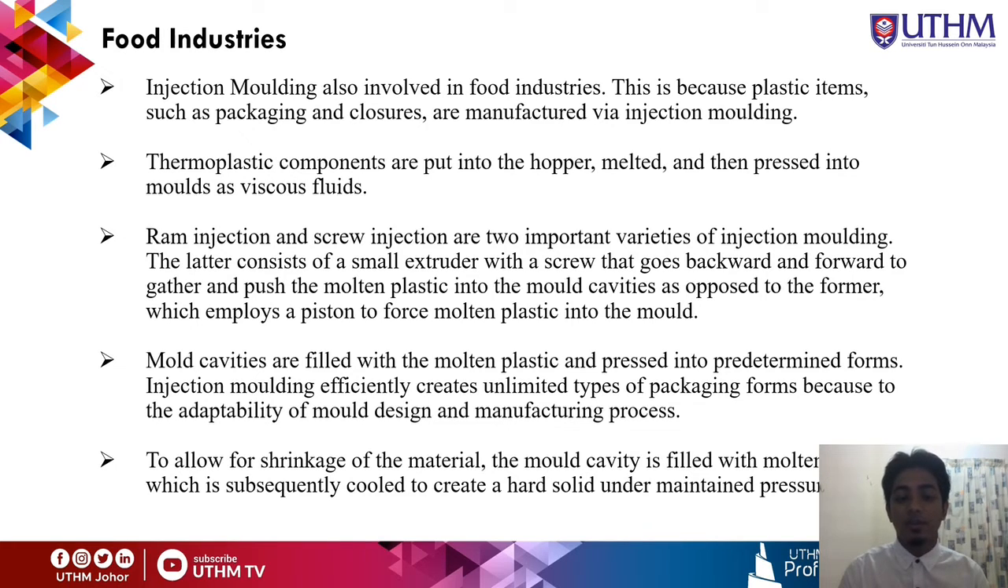The latter consists of a small extruder with a screw that goes backward and forward together and pushes the molten plastic into the mold cavity, as opposed to the former, which employs a piston to force molten plastic into the mold. Mold cavities are filled with the molten plastic and pressed into predetermined forms. Injection molding efficiently creates unlimited types of packaging forms because of the adaptability of mold design and manufacturing process.